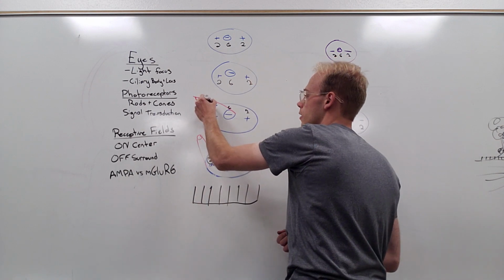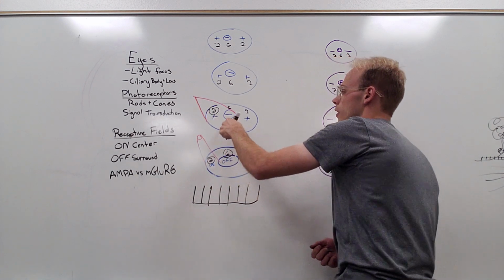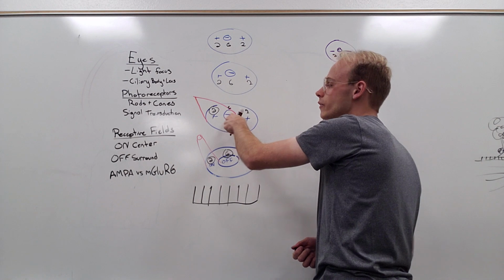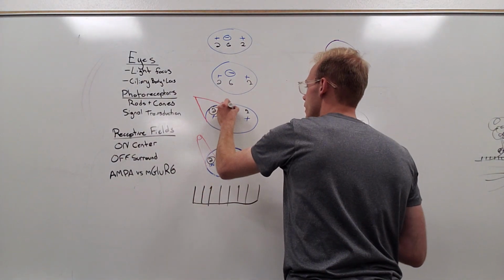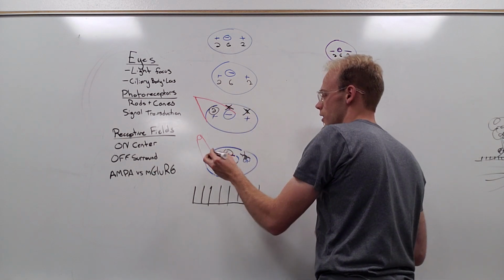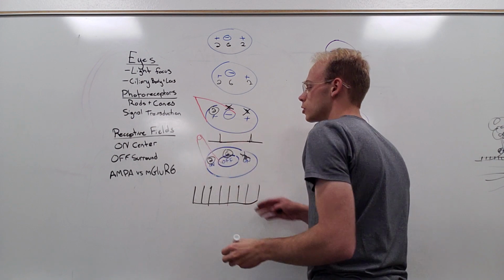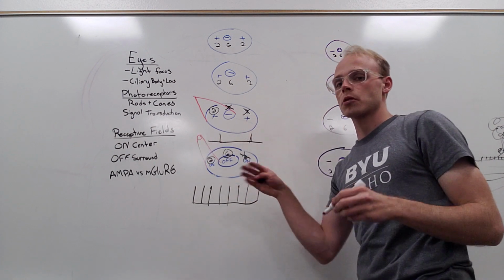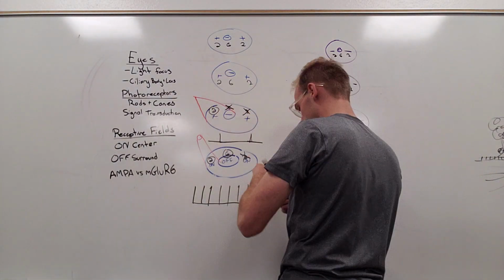Light hits here. This is an on. It likes that. It depolarizes the bipolar cell. Light is hitting the off center. It doesn't like that, which means it's not sending its action potentials. This one is in the dark. It's also not sending its action potentials. So this is only getting like 2 action potentials every some unit of time. So not super frequent.